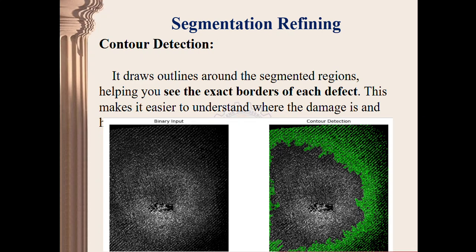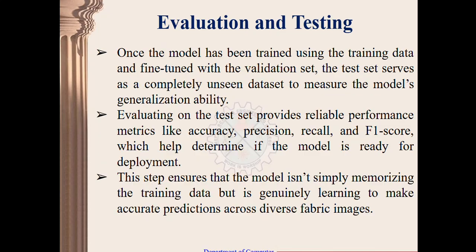Contour detection comes under segmentation refining, where we draw outlines around the segmented areas, that is, the defected areas. It helps you see the exact borders of each defect. This makes it easier to understand why the damage occurred and where the damage occurred.